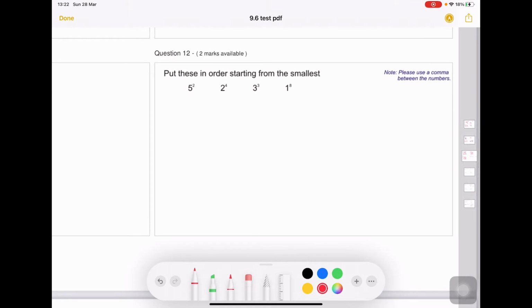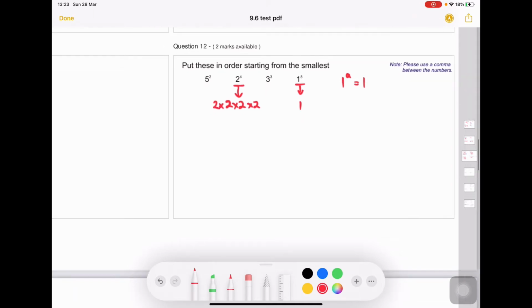Put these in order, starting from the smallest. So 1 times 1 times 1 times 1 times 1, 8 times, is just going to be 1. 1 to the power of anything is 1. Think about it. 1 times 1 is 1. No matter how many times you multiply by 1, the answer will always be 1. Let's focus on this one. 2 times 2 times 2 times 2. Let me write it here. That's 4 times 4, which is 16.